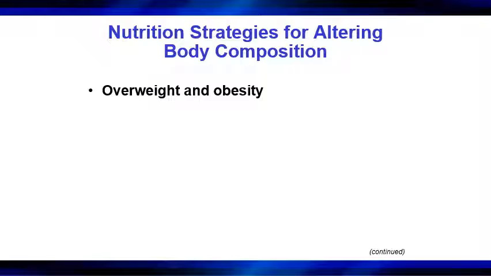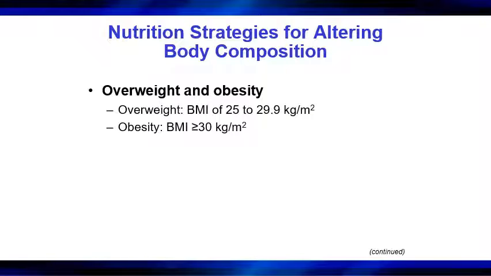So, again, maintaining a healthy body weight, healthy weight gain, healthy weight loss. We look at this because we know there are obviously a lot of health concerns related to being overweight or obese. And our reference point for body mass index for overweight would be 25 to 29.9, and greater than or equal to 30 if you're obese.